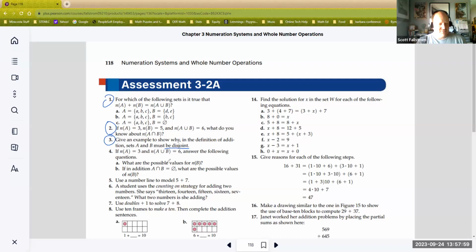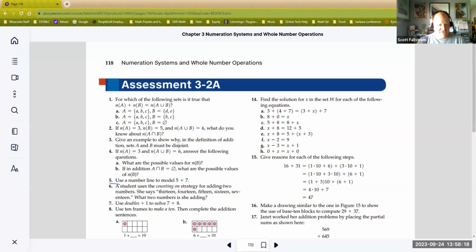Let's see here. If this is true and this is true, what are the possible values for n of B? And this is a good question to ask. What is possible? Okay, there might be a lot of different things that could be in B, but we're asking how many. Okay, use a number line model. Again, all these things are pretty quick.